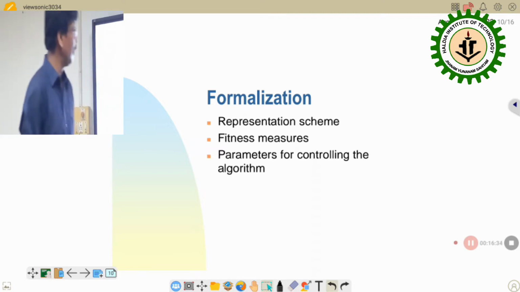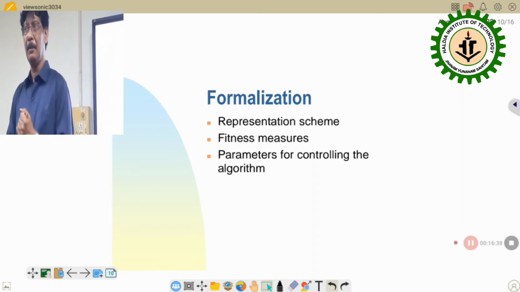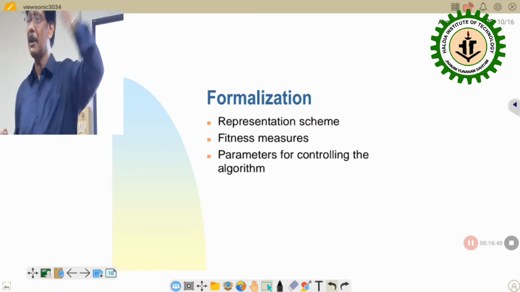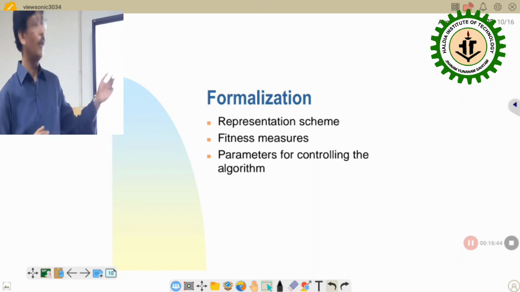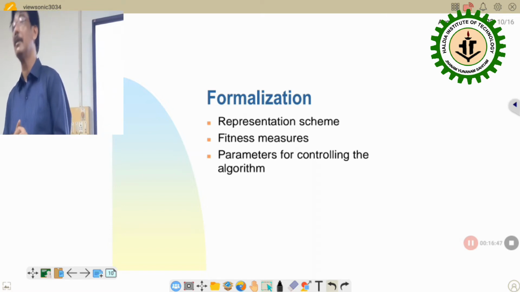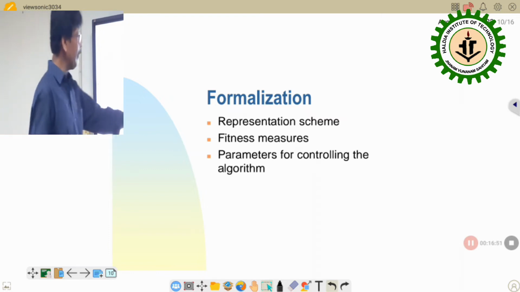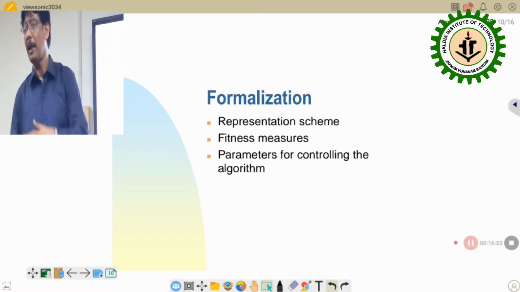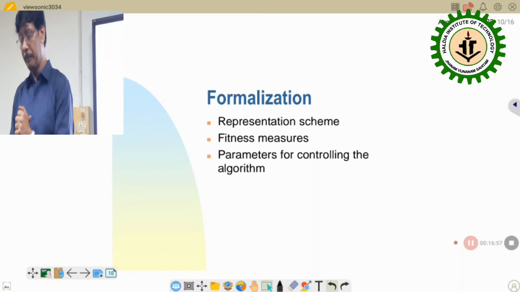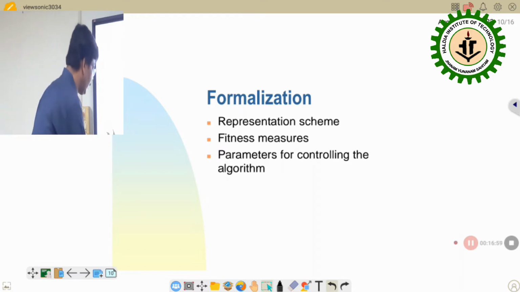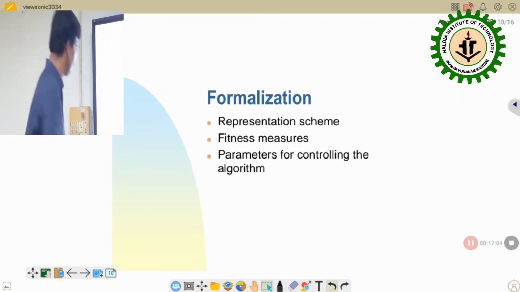Parameters for controlling the algorithm, fitness measures. In each and every generation we are evaluating the fitness through a function. That function is called the objective function. The solutions with lower fitness value we like to discard or replace in the next generation. Whatever parameters you are using to control the algorithm, you have to assume them before starting the algorithm.